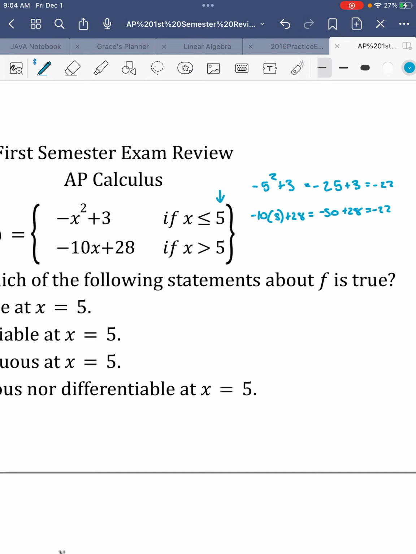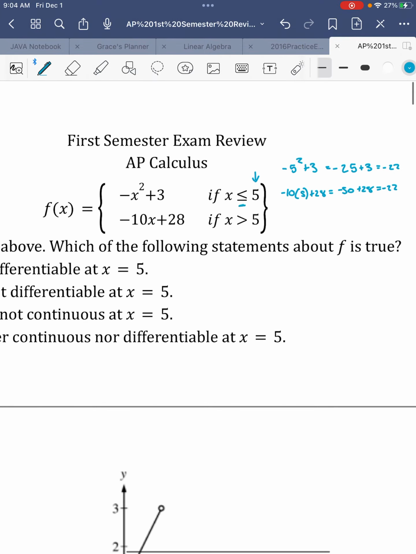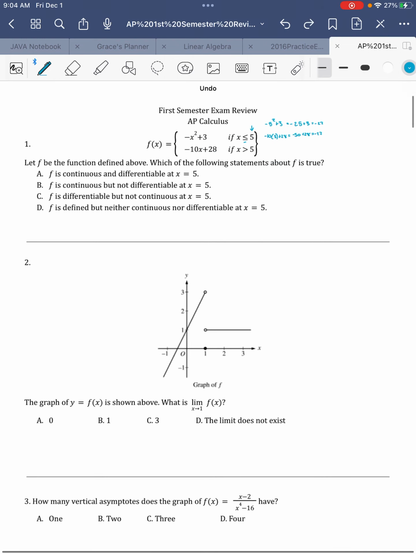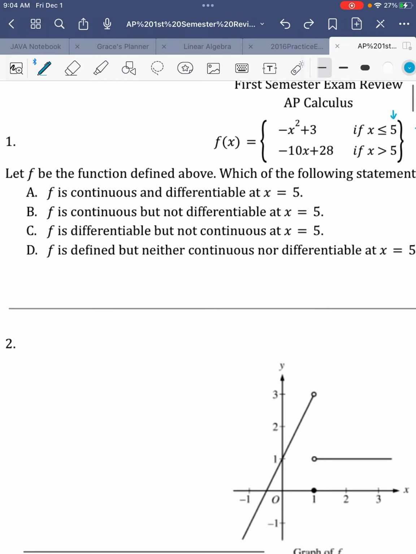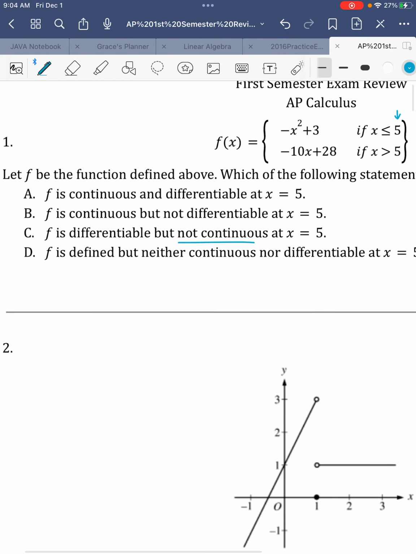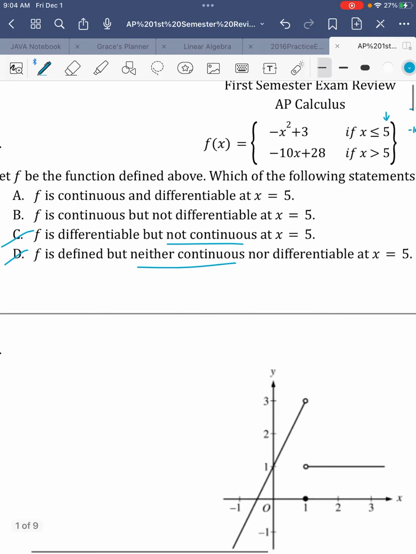So that means the limit as we approach 5 from both sides is negative 22, which is also what we get if we just plug 5 into the first equation, because that's where we're supposed to equal 5. So our limit is the same as our function, so yes, it is continuous. So we can get rid of any answers that say not continuous. Now we have to figure out if it is differentiable.